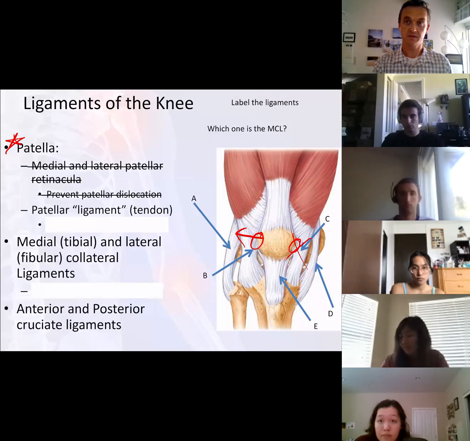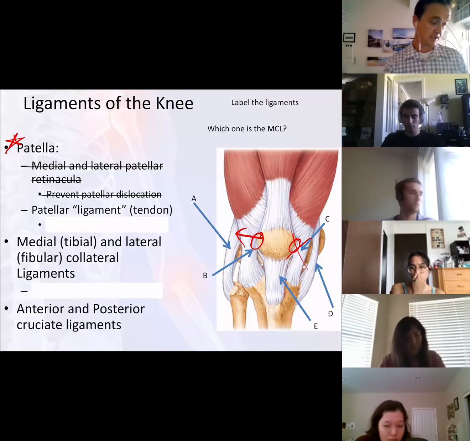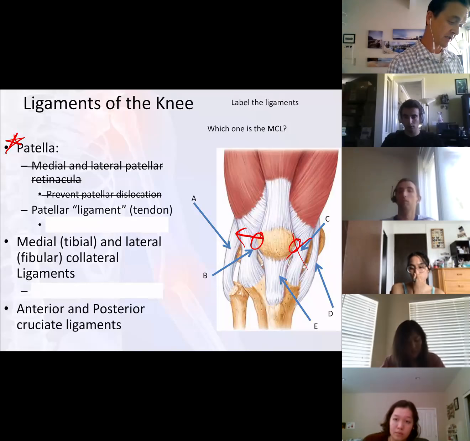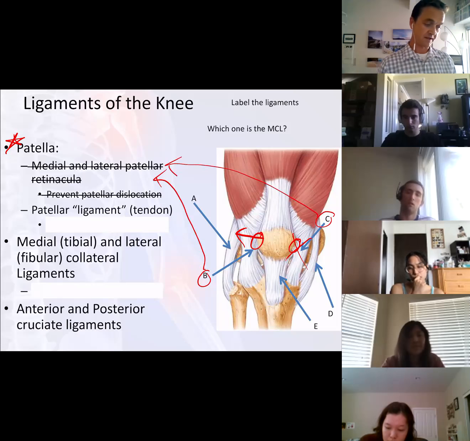All right, see what you guys said. So MCL, about half of you are saying D, and then we have a few saying C and a few saying B, okay? So C and B are the ones that are those patellar retinacular ligaments, okay? So this one is there, C is there as well, okay? And then D is definitely the MCL there, okay?